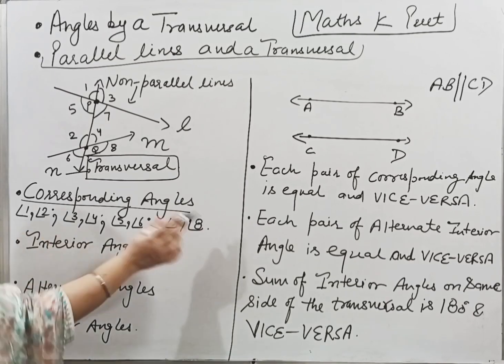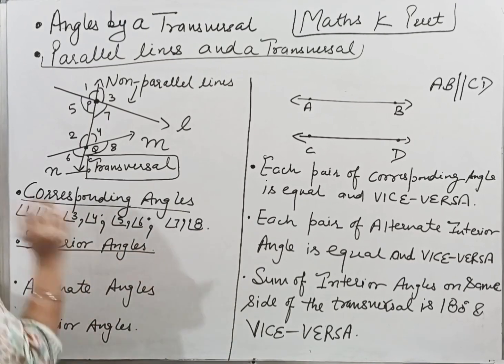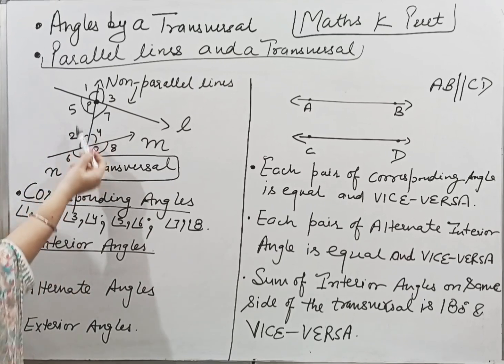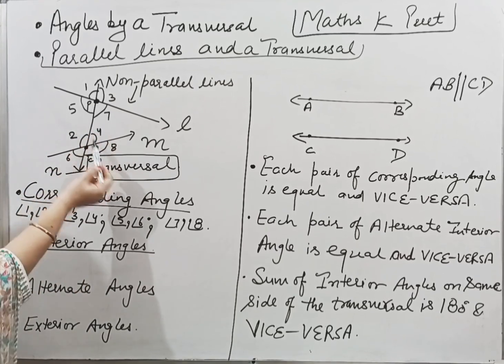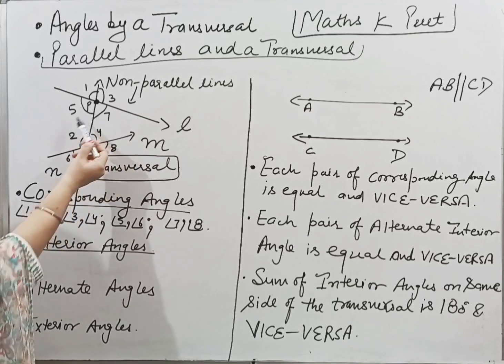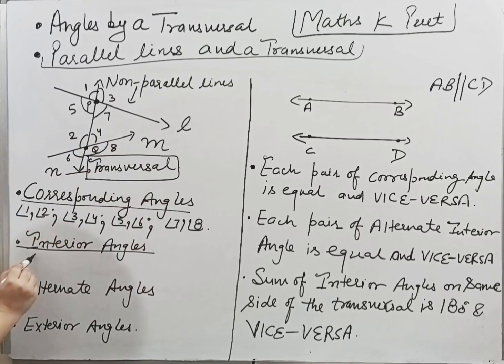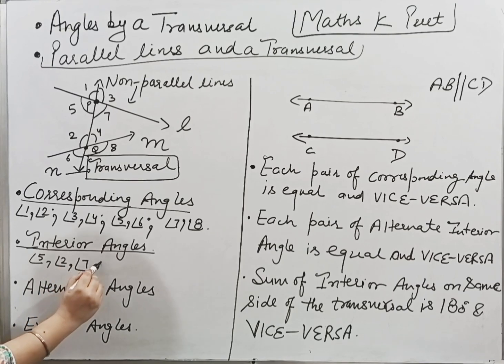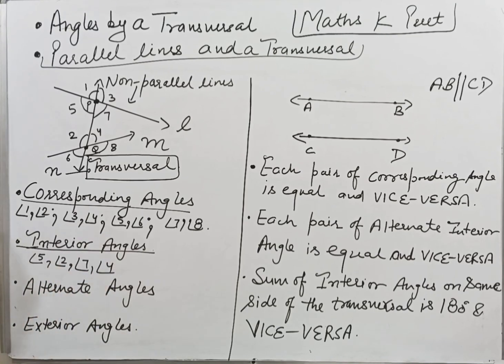So these are corresponding angles. Next are the interior angles. From the word it is clear: angles 5, 2, 7 and 4 are on the interior side of these lines L and M. So angles 5, 2, 7 and 4, these are interior angles.